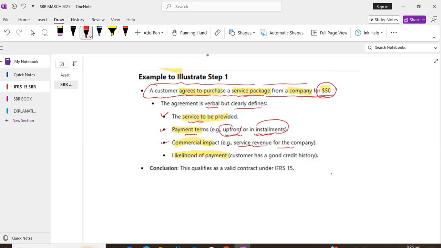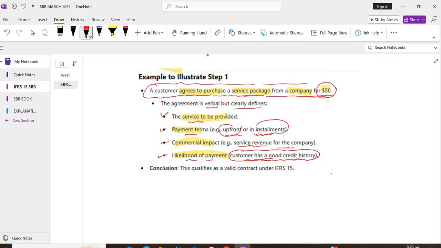When you're getting the money, then definitely your cash flow will be boosted, and this will also affect your other financial statements. Then the likelihood of payment, the probability of the payment. So the customer has a good credit history. When the customer has a good credit history, it means there are probable chances that the supplier will receive the money for the goods and services they are providing.